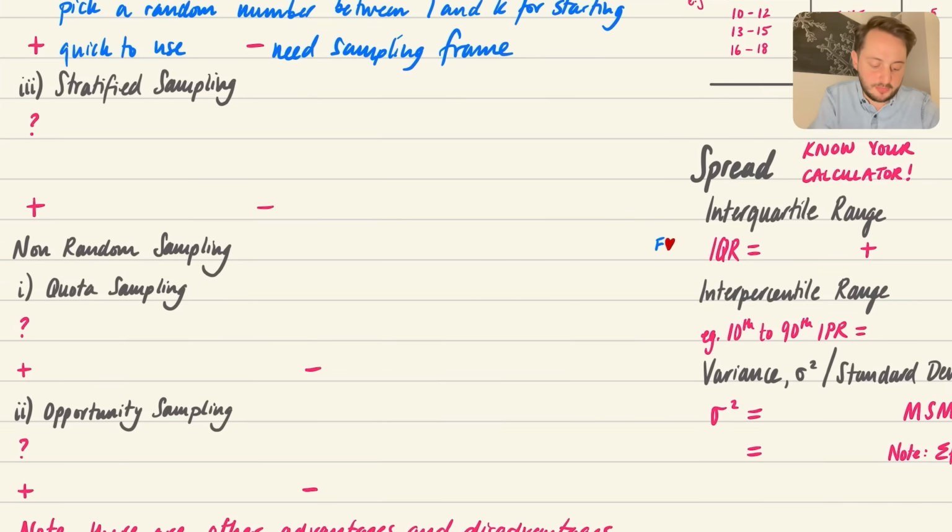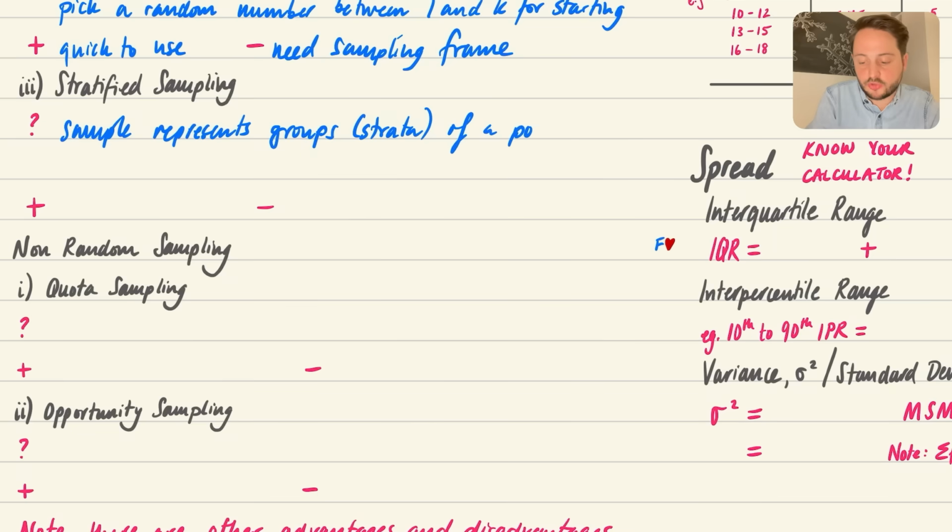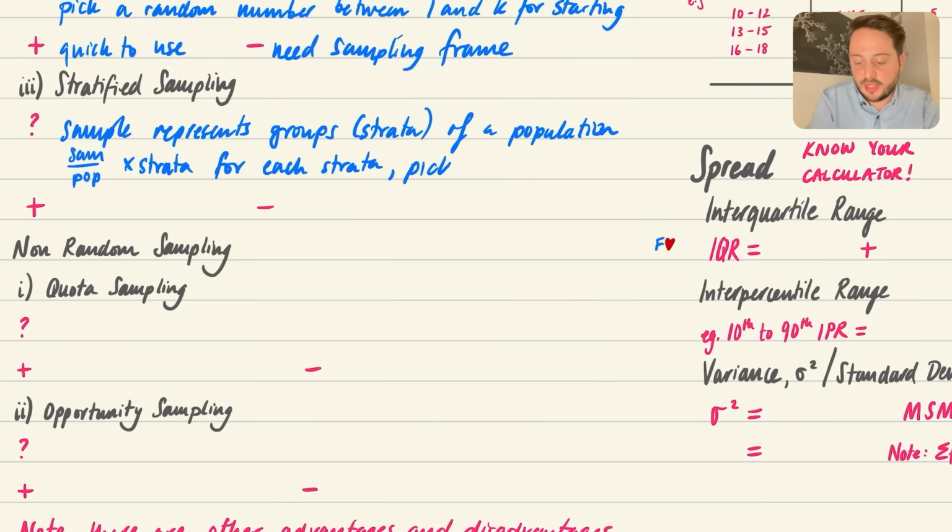Then we've got stratified sampling, and this is where the sample represents the group or the groups, which are called the strata of a population. So the word strata actually means group. And the way that you do this is you take your sample size and you divide it by the population size to get the proportion that you want, and you multiply this by the size of the strata, for each strata, to find out how many people you need in that group. And then within that, you pick them randomly using a random technique.